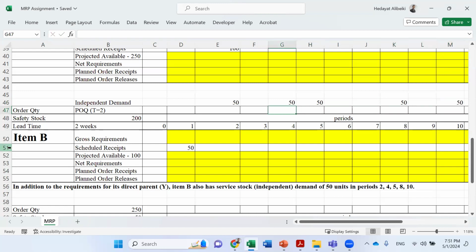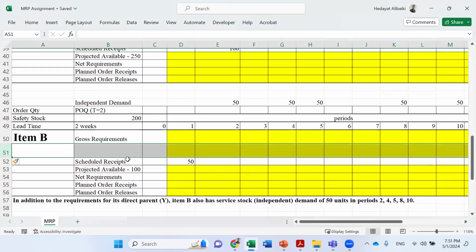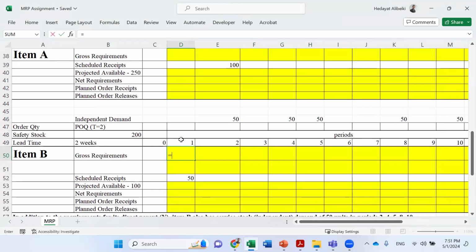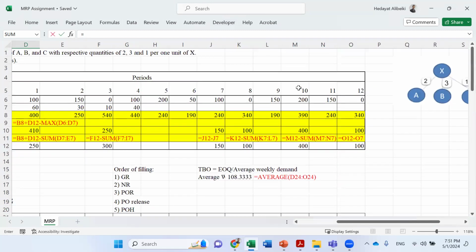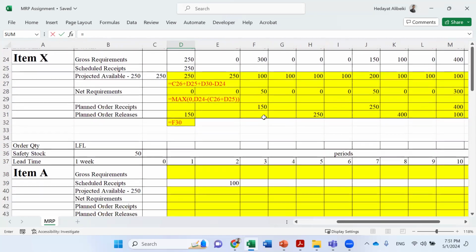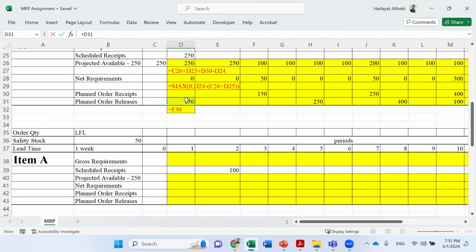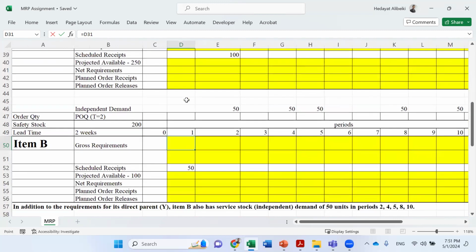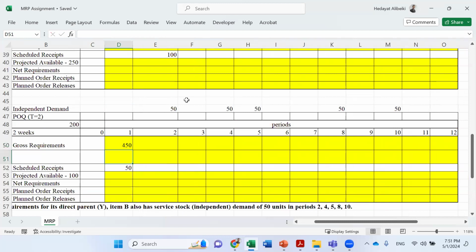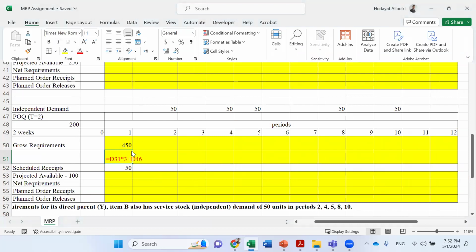So only for this one, the gross requirement is going to be, item B by the way, how many B's do we have in 1 X? 3. So it's going to be planned order release of X, 150 times 3, plus the independent demand. And then we just.